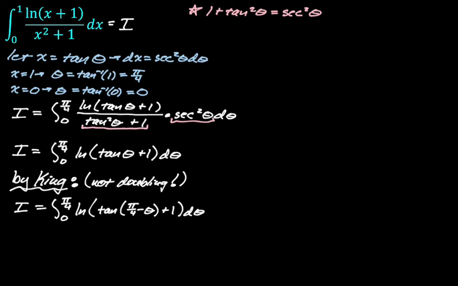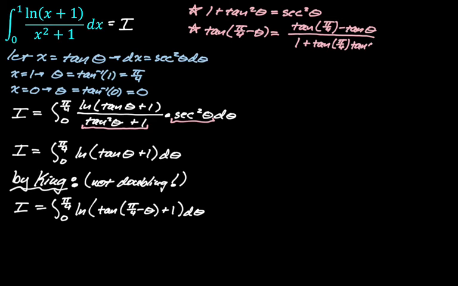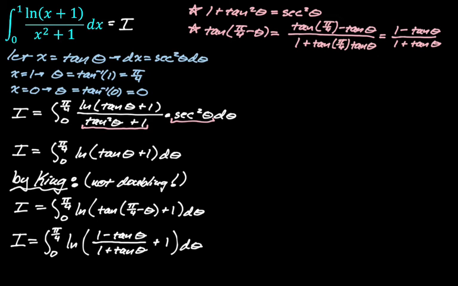Well, I'm going to use the difference formula for tangent, right? So the difference formula for tangent is going to be tangent of pi over 4 minus tangent of theta over 1 plus tangent of pi over 4 tangent of theta. Tangent of pi over 4 is 1, though, which is fantastic in this case. So we get 1 minus tan of theta over 1 plus tan of theta. So we can change the tangent of pi over 4 minus theta into that, so that's what I'm going to do. So I will end up with my integral is 0 to pi over 4, natural log of the quantity 1 minus tan of theta over 1 plus tan of theta, plus 1 d theta.